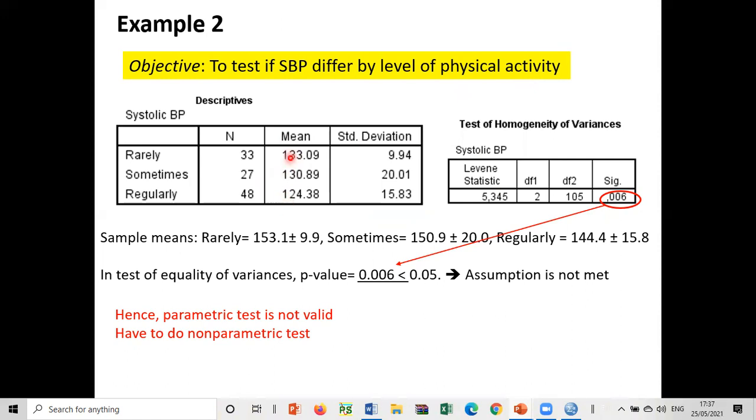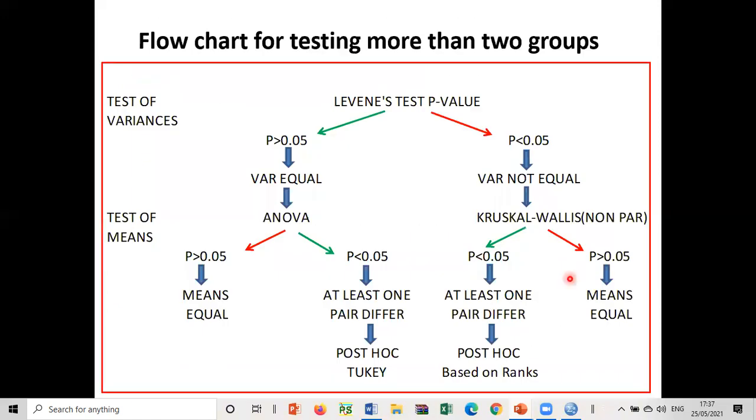Again, this one shows means, standard deviations, variance. What's the p-value? 0.0. Is it less than 0.05? Yes. Then the assumption is not met. So you go to a non-parametric test. For the first one, the assumption was met, so we went to ANOVA. From ANOVA, p-value less than 0.05, at least one pair differs. With the post-hoc test, we found regularly differs from rarely and sometimes.